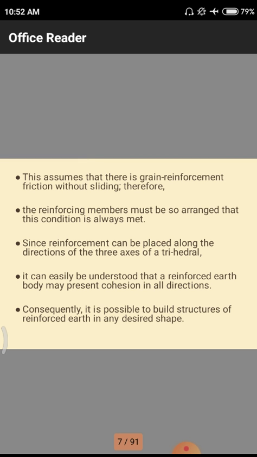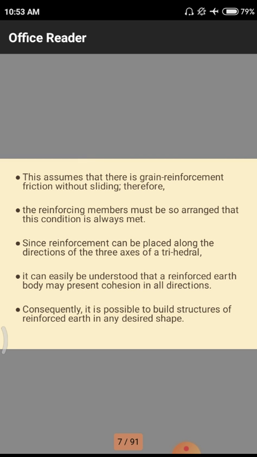Since the reinforcement can be placed along the directions of all three axes of the trihedral, that means if it is a cube-like structure, in three directions we have to place this reinforcement. If it is a normal square-like structure, we have to place it in two directions, on both the longitudinal axis and the lateral axis. Likewise, whatever the structural shape is, according to the shape of the structure we need to place this reinforcement for equidistant distribution of these stresses. It can be easily understood that the reinforced earth body presents cohesion in all directions.